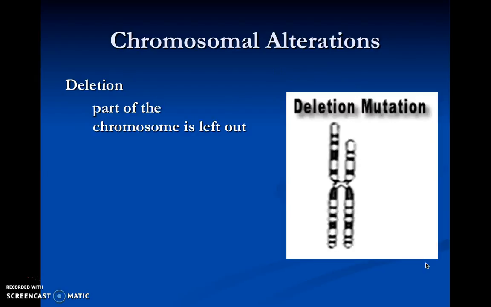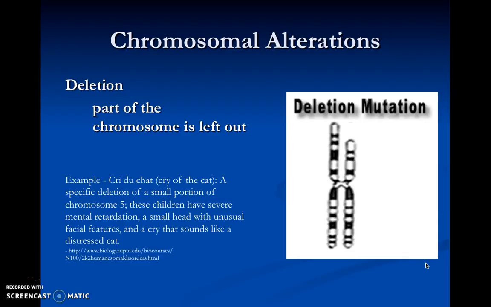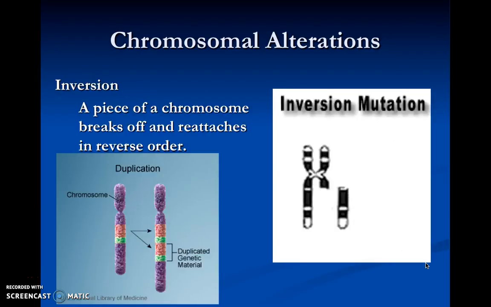Okay, so let's talk about deletion first. A deletion is when part of a chromosome gets left out or deleted. Here we have our little image showing part of this chromosome got deleted. Other types of chromosomal mutations include inversion. This is when a piece of a chromosome breaks off and reattaches in the opposite order.